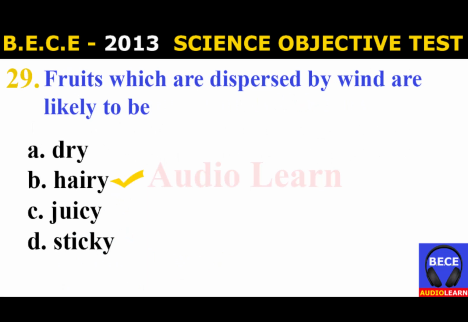Number 29. Fruits which are dispersed by wind are likely to be A. Dry. B. Hairy. C. Juicy. D. Sticky. And the answer is B. Hairy. Fruits which are dispersed by wind are likely to be hairy.